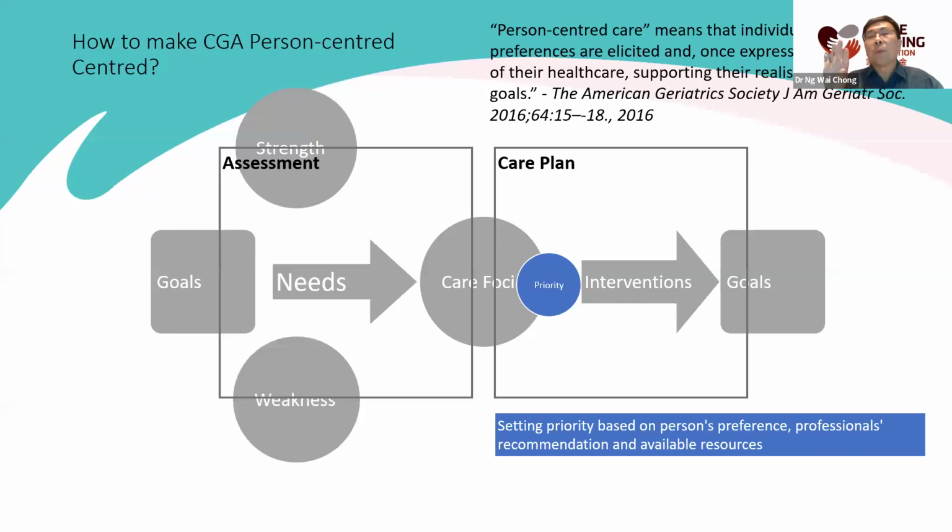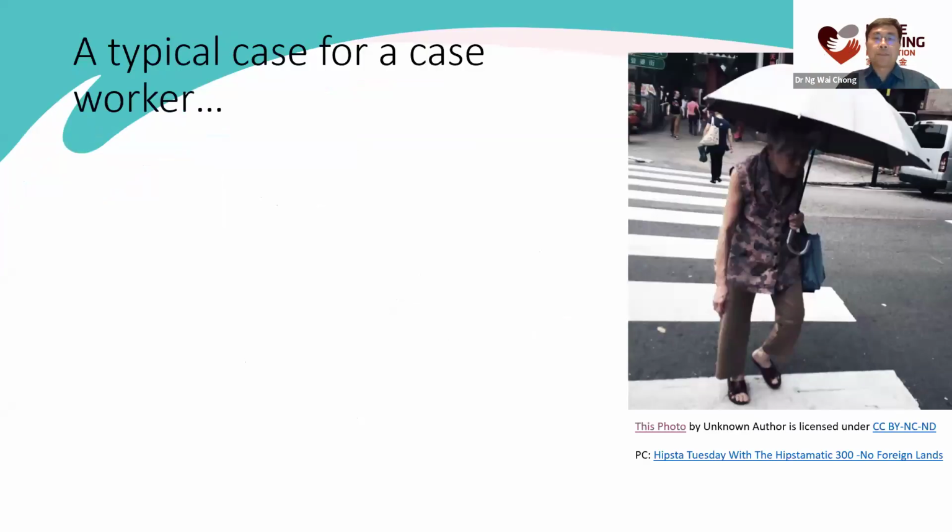So in order to do that, we still need to have some kind of prioritization where the older person or the clients and the families are involved. So now I would like to open the floor for some kind of brainstorm. And so we're opening up for you to access the chat. I'd like you to answer three scenarios.